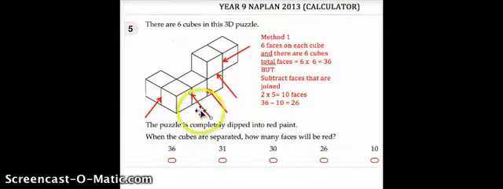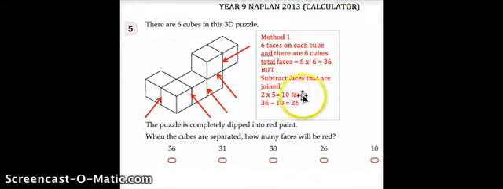So we've got 1, 2, 3, 4, 5 places where 2 faces are joined. So 2 times 5 equals 10 faces. So we take the 10 away from the 36, which gives us 26 faces that would be covered in red. The reason being, the faces that are joined will not be covered in red. Now I will show you another method.